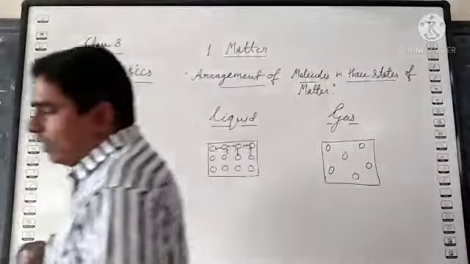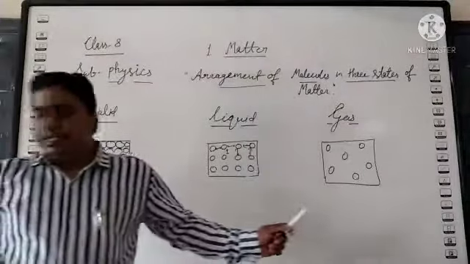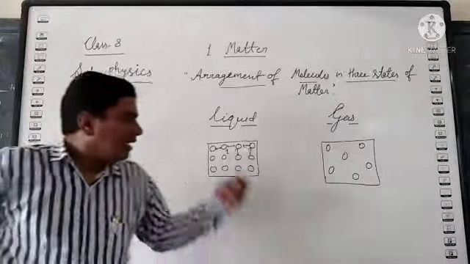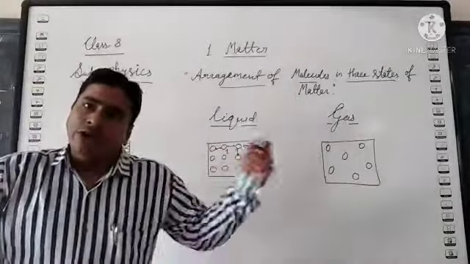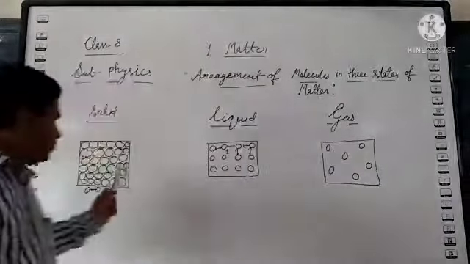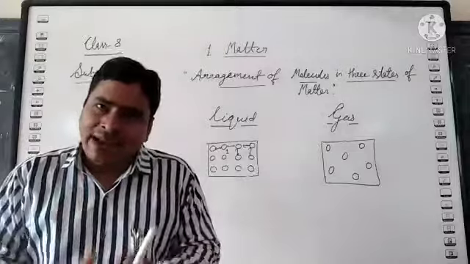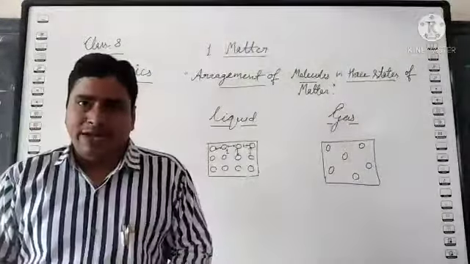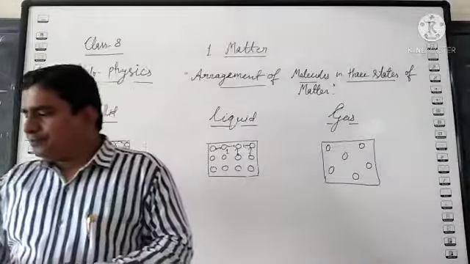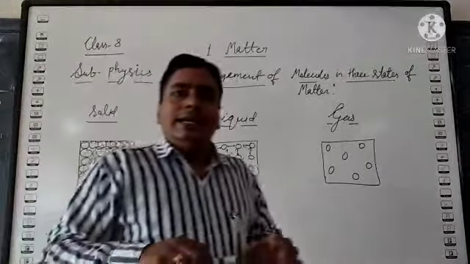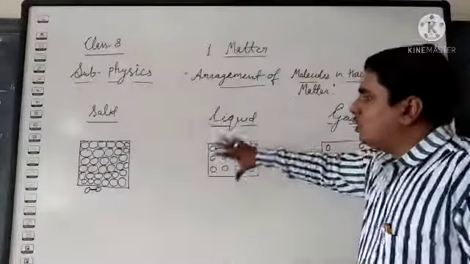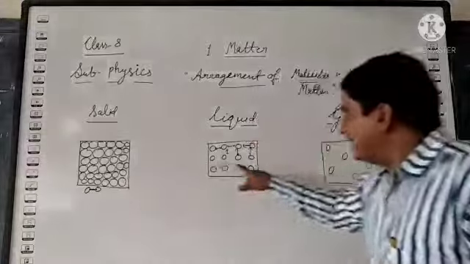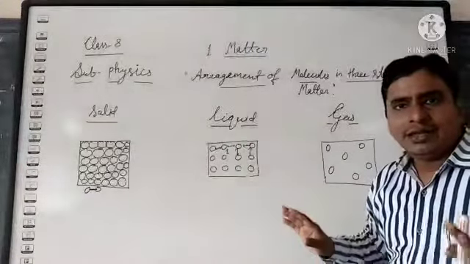Clear students? So finally we can say that gases have neither a definite volume nor a definite shape. Liquids have a definite volume, but not a definite shape. But solids have both a definite shape and a definite volume, due to their molecular arrangement. Clear students? And so, how are molecules arranged in solids, liquids and gases? Is it clear?